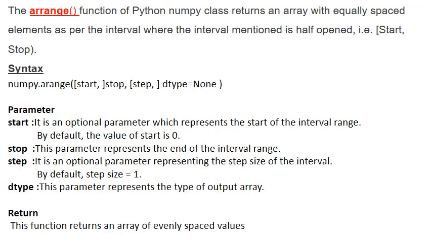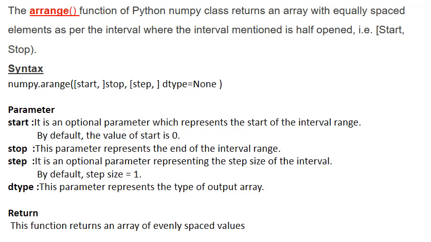Now we can discuss the arange function. This function of the Python NumPy class returns an array with equally spaced elements as per the interval, where the interval mentioned is half open, that is start, comma, stop. The syntax is like numpy.arange, start, stop, step and data type.